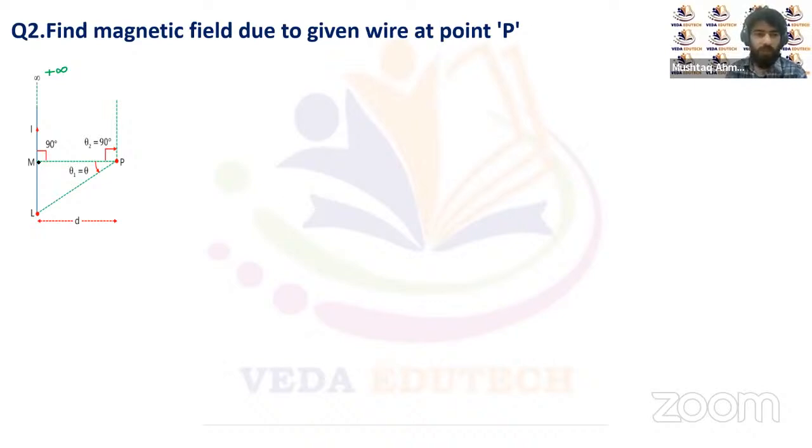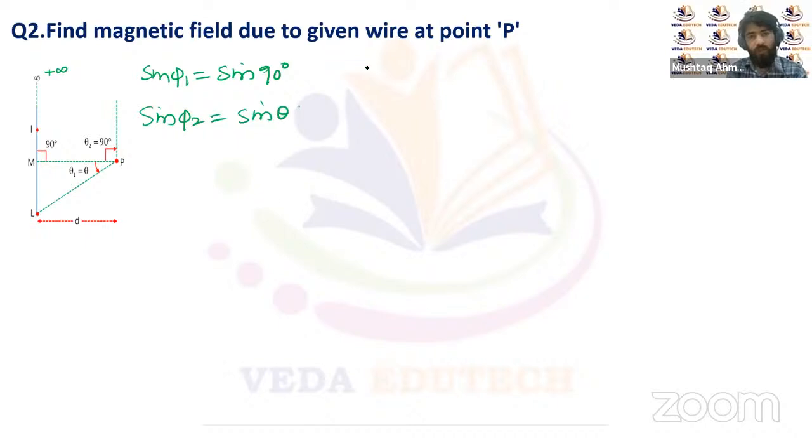From this point M, it has a finite length in the downward direction, and the lower point L subtends an angle of theta at a distance of t from the wire, right? But the upper end is extending to infinity. It means the angle subtended by this point P with the upper end of this wire will be 90 degree, or we can say sine of phi 1 will be equal to sine of 90 degree, right? And the lower end subtends an angle of theta. So sine of phi 2 will be sine of theta here, right?